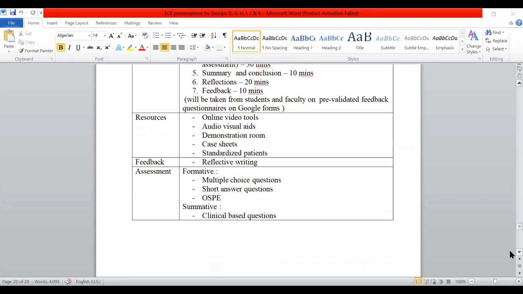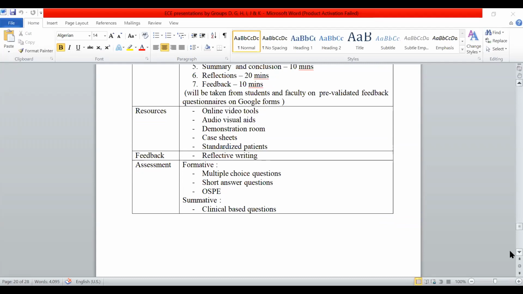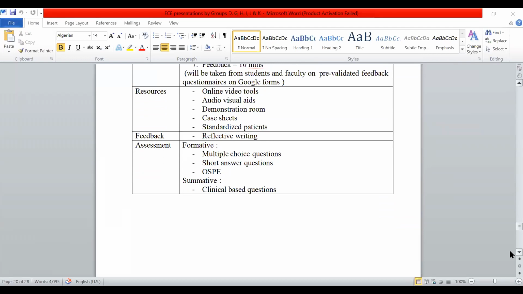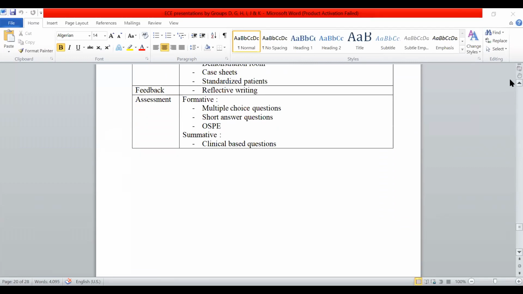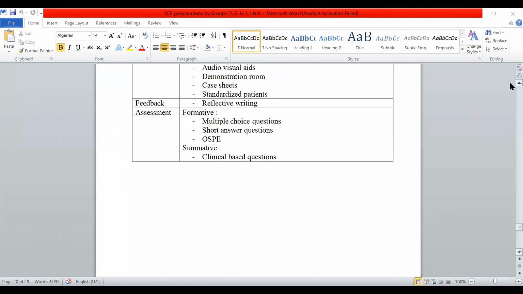The reflective writing has 3 parts: what happened, so what, and what next. In what happened, they summarize what they have observed. In so what, they describe the effect of that, and in what next, what they are going to learn from that. The assessment can be included as formative or summative.